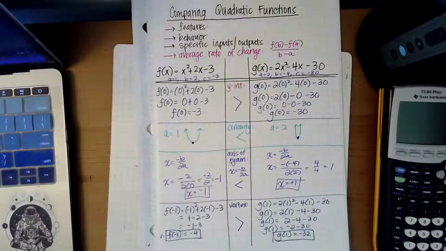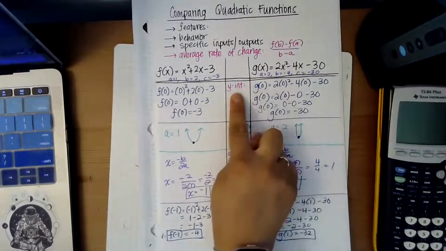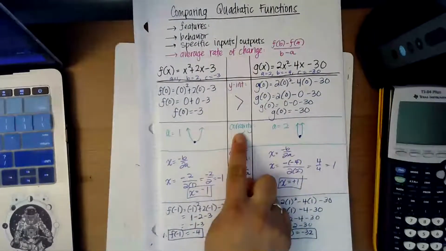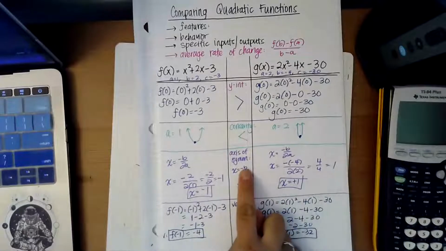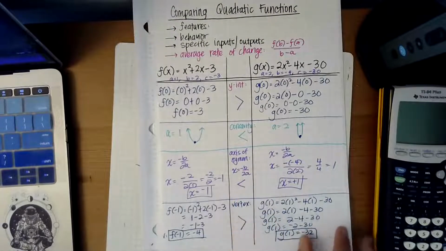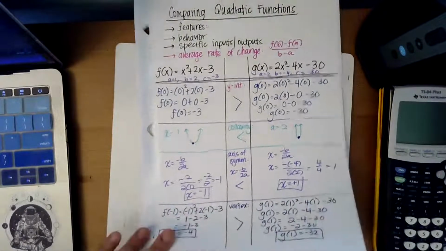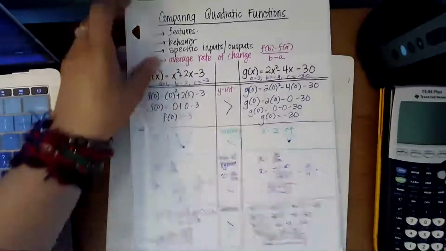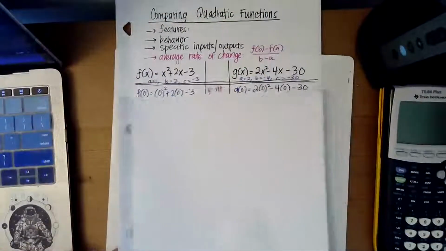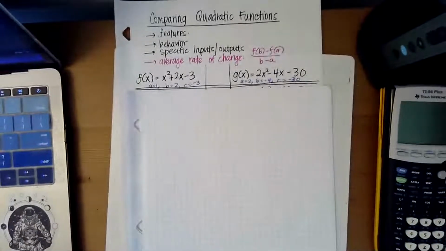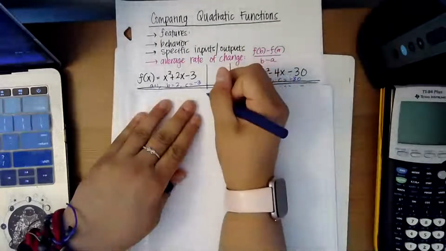So we've so far looked at the y-intercept, end behavior, concavity, the axis of symmetry, which is another very important feature, and the vertex. I'm going to go ahead and continue on. I'm going to put this a little bit up, and just like that, continue on my little chart.